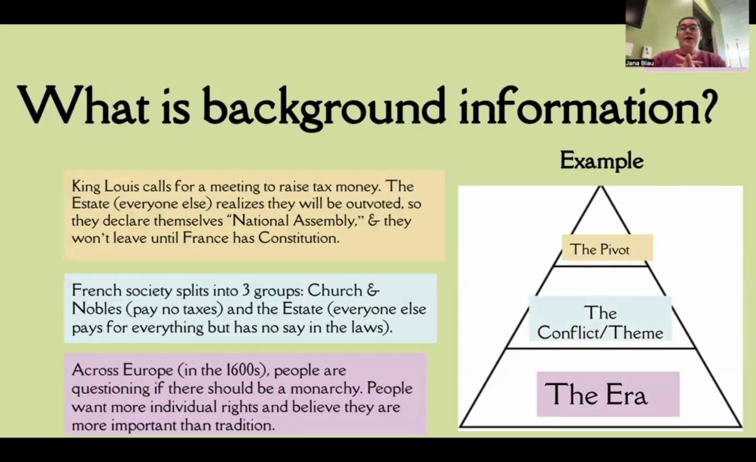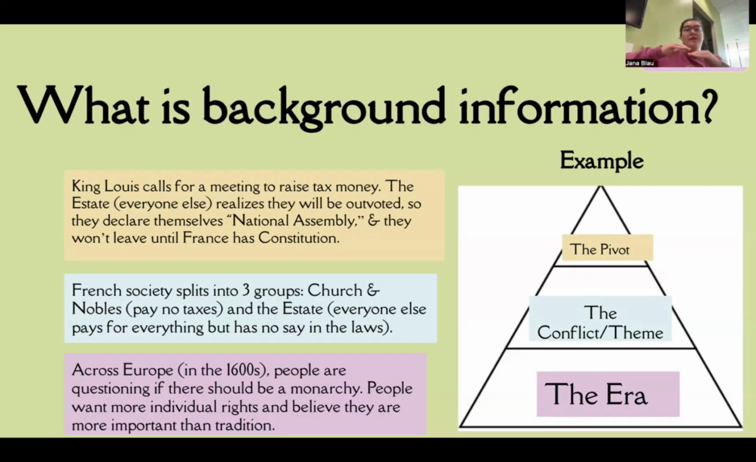Now, I made an example to help understand this a little more. So, the era. Right here in this example, we're in France and it's in the 1600s, so a hot minute ago. In this specific example, the public, people in society, are questioning if the monarchy, which is king and queen, should be a thing in France. People want more individual rights and they believe tradition is more with monarchy, so they want to move past that.